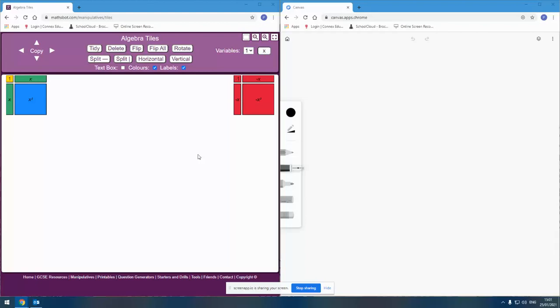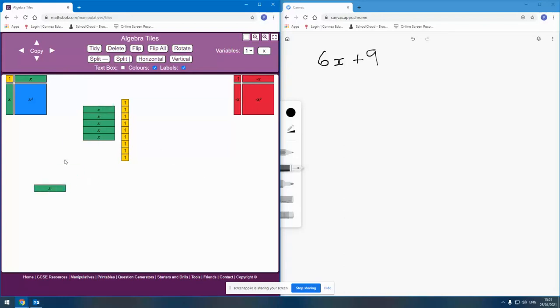So my model for factorizing with anything is, can you build me a rectangle with no gaps and no overlaps? If we look at a simple linear expression, say 6x plus 9, can you build a rectangle with no gaps and no overlaps that uses these tiles? So here we have 6x, here we have 9.